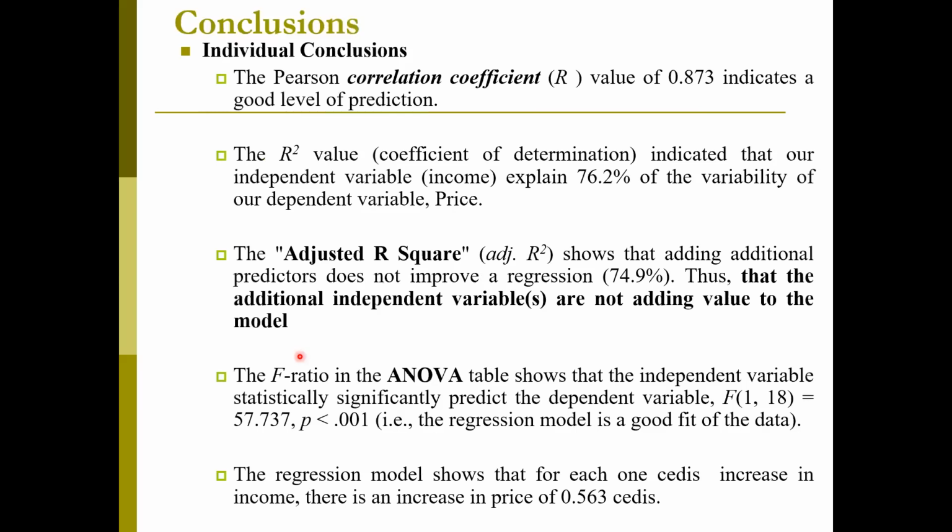In conclusion, how do we interpret the result? You can look at it from an individual interpretation or a general interpretation. For the individual interpretation, you first interpret the correlation coefficient of y, which is 0.873, and indicate that it has a good level of prediction because it is a high degree of correlation.